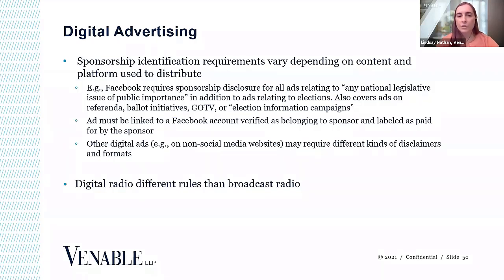Other types of digital ads, static ads, website homepage takeovers or newspaper homepage takeovers, that kind of stuff will require different kinds of disclaimers and formats for those disclaimers depending on the type of content. So just make sure that you're aware of whatever disclaimer requirements and disclosure requirements are associated with the type of advertisements that you're planning to run.